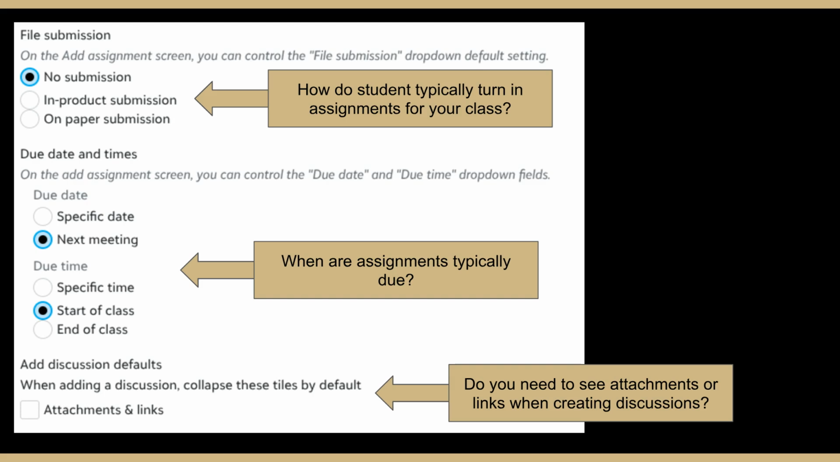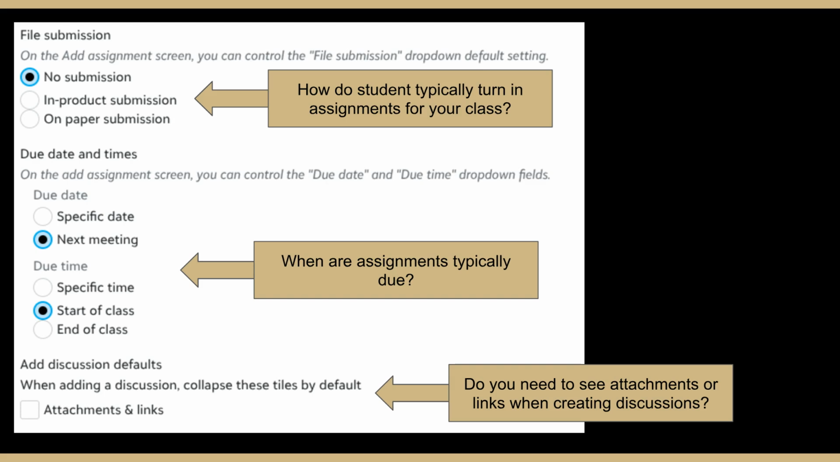Likewise, the system can by default indicate a due date and due time. Next meeting is a common due date, but due time is very personalized. Will all of your assignments be due by midnight, or at the beginning of class, or maybe the end of class? Selecting these preferences will make assignment creation faster. The system will also automatically look at the schedule to determine when the next class start or end time is.